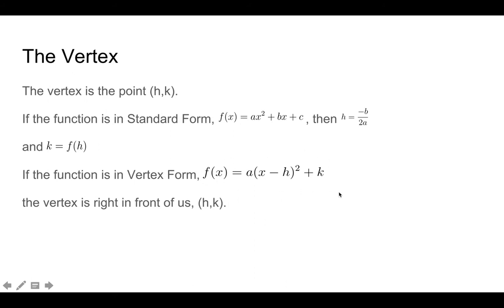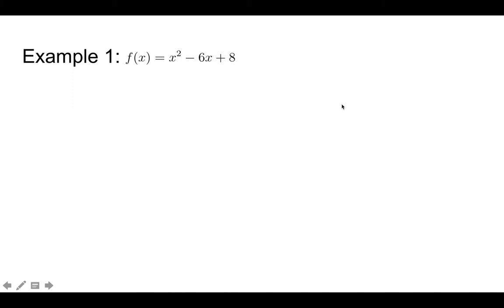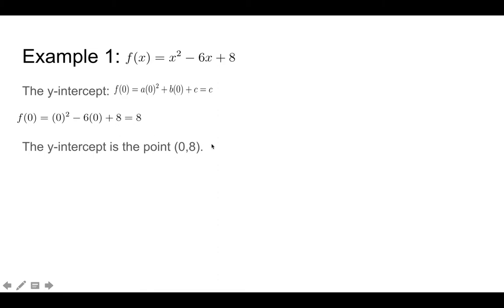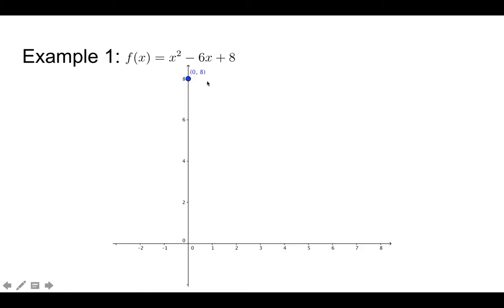That's vertex form. Okay, an example. We've got this guy here. F of x is x squared minus 6x plus 8. We're going to graph it by finding all of those relevant features. The y-intercept, we're in standard form. Just plug in 0. It's right in front of us. We plug in a 0, we just get 8. So the y-intercept is the point 0, 8. We'll go ahead and plot it. Draw it on an xy chart.